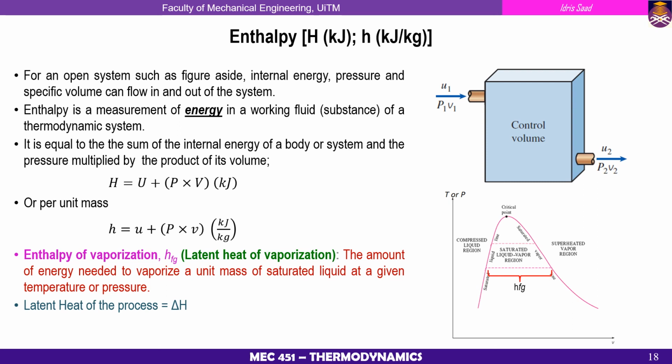It is the amount of energy needed to vaporize a unit mass of saturated liquid at a given temperature or pressure. Because of that, the total amount of the latent heat of the process is the difference of the enthalpy, or mathematically we can write it as delta H. So that is the meaning of enthalpy and its relationship to the phase change process.